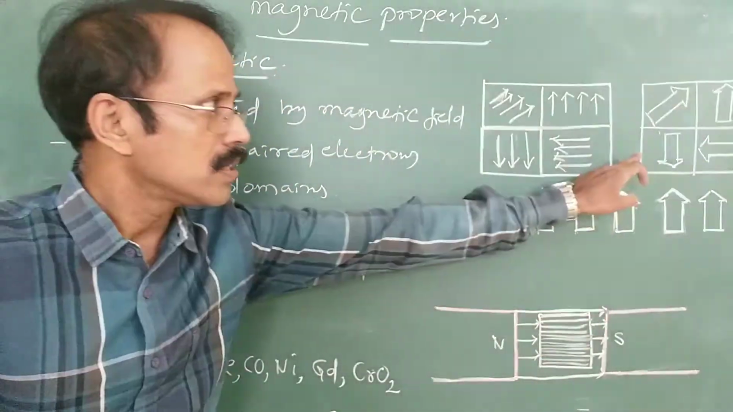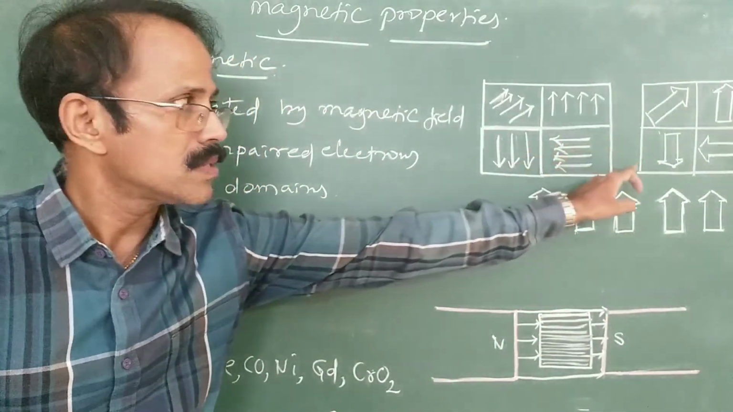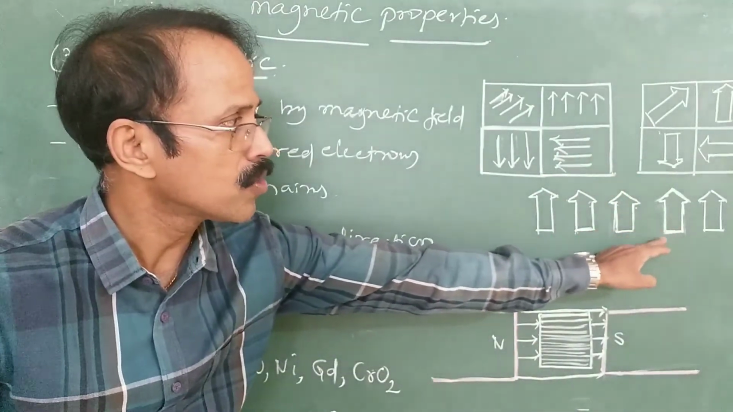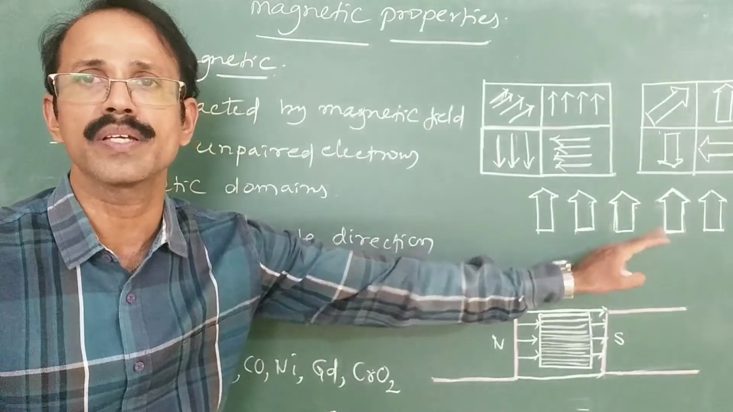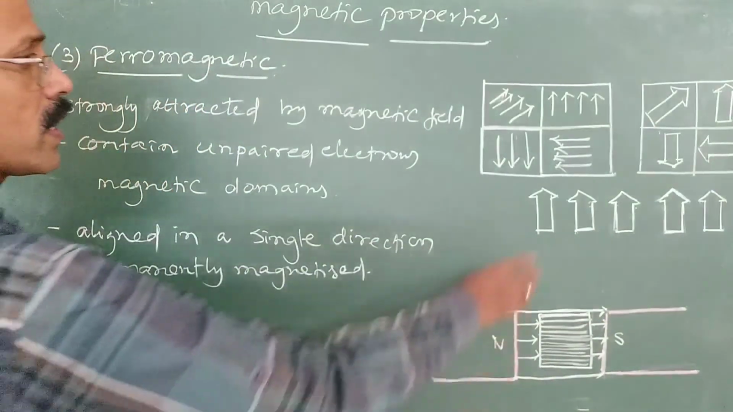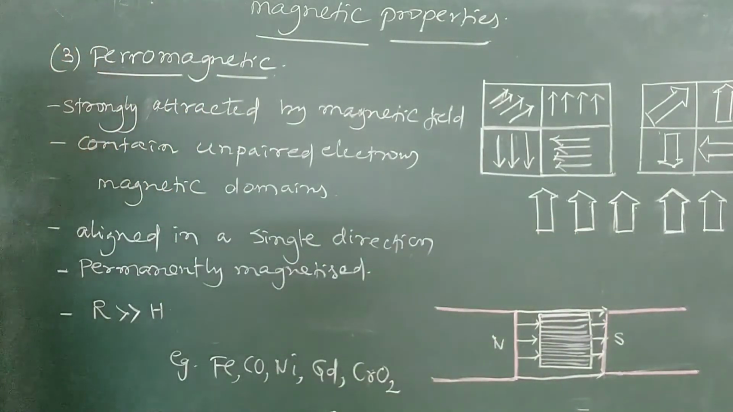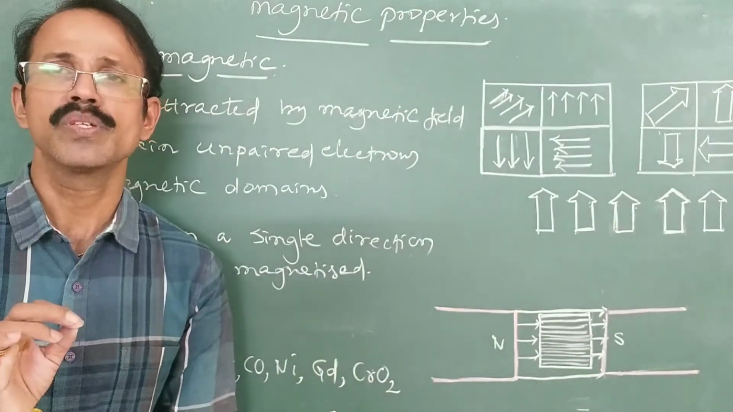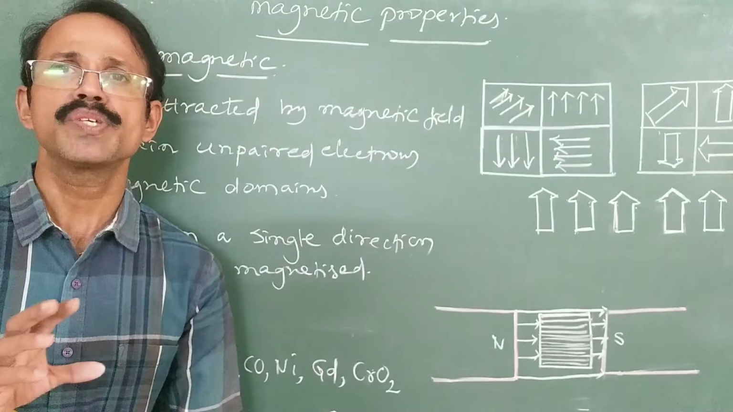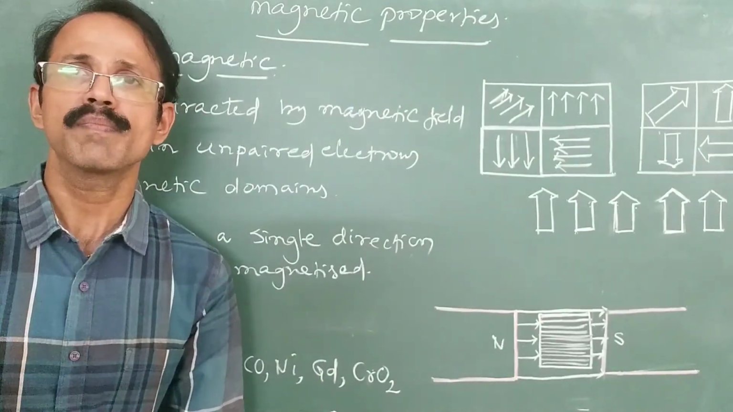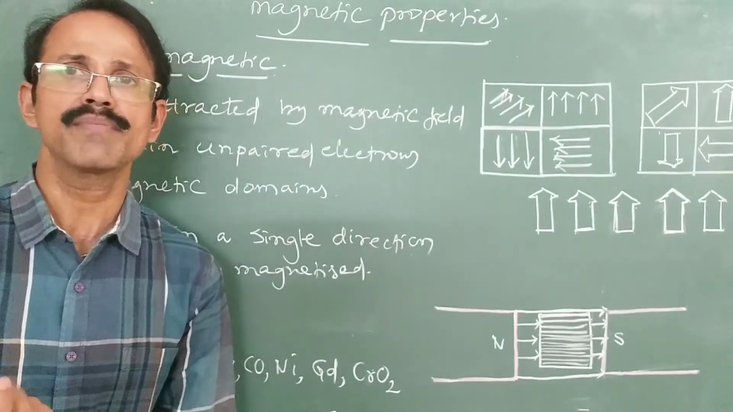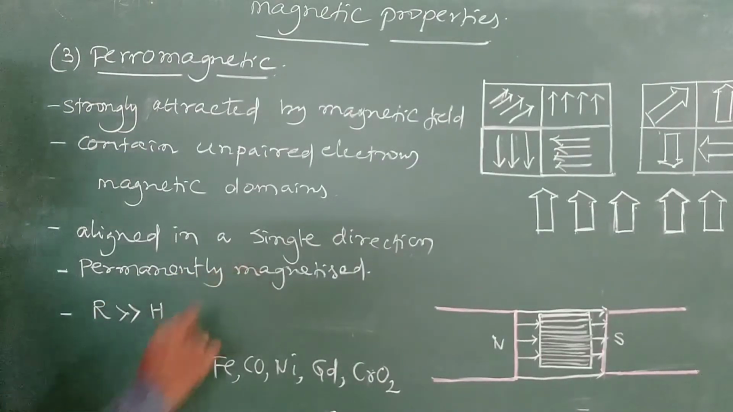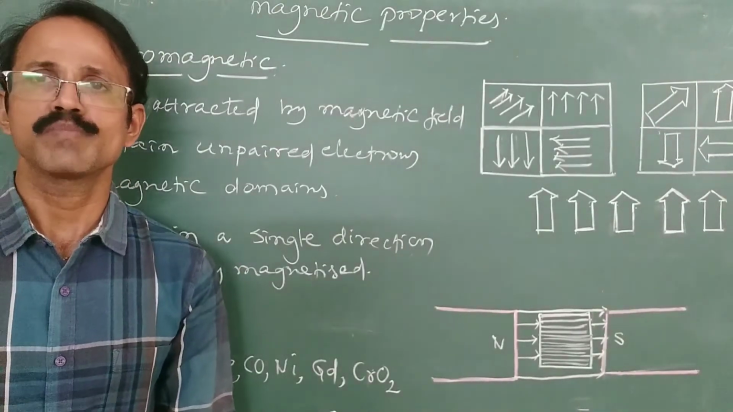But once you place this ferromagnetic substance in a magnetic field, the magnetic domains will be aligned in a single direction like this, right? So they are aligned in a single direction, so that the magnetic field increases by several times, and this alignment remains even if you take this ferromagnetic substance out of the magnetic field. That means you can permanently magnetize the ferromagnetic substance.